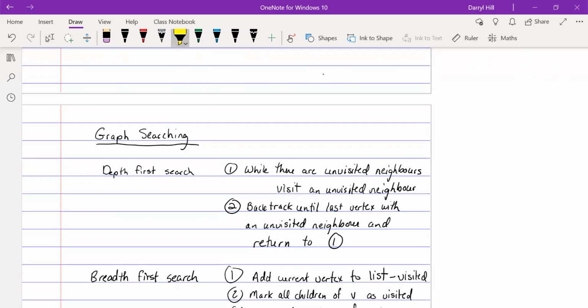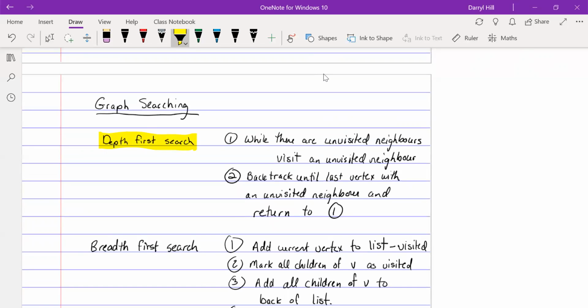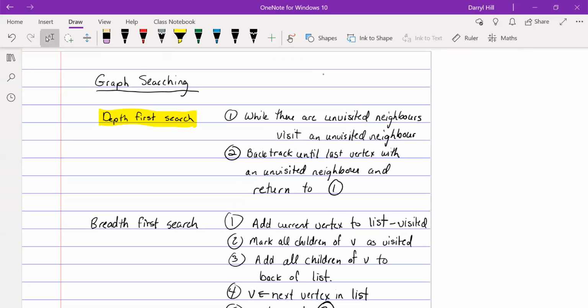Graph searching. So a depth first search is roughly this algorithm. While there are unvisited vertices, we visit an unvisited neighbor. And then once we're at some vertex and I have no more unvisited neighbors, then I backtrack until the last vertex with an unvisited neighbor and return to 1. So that's the quick and dirty version of that algorithm.